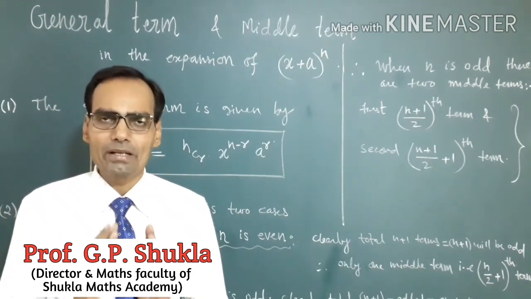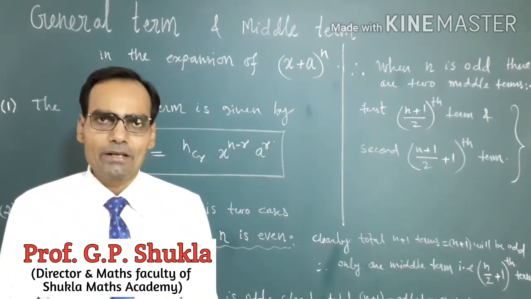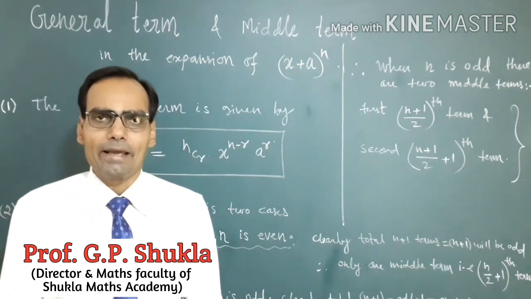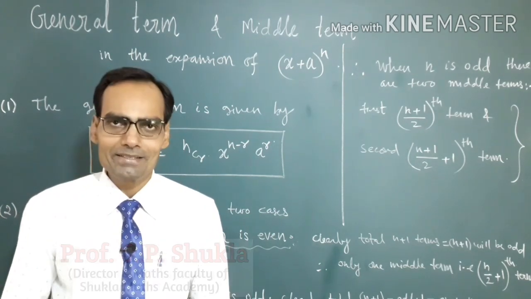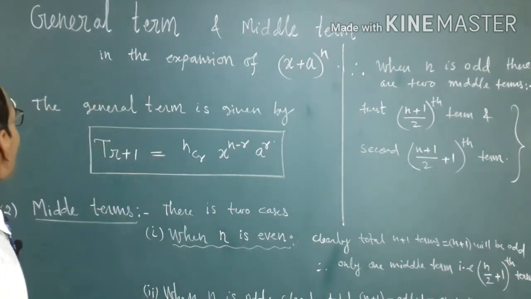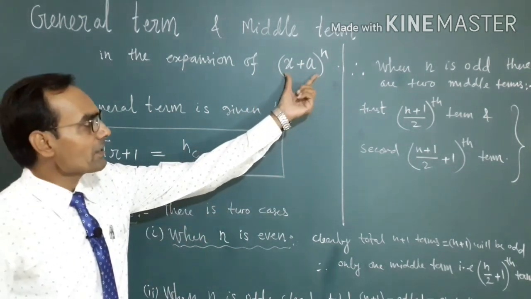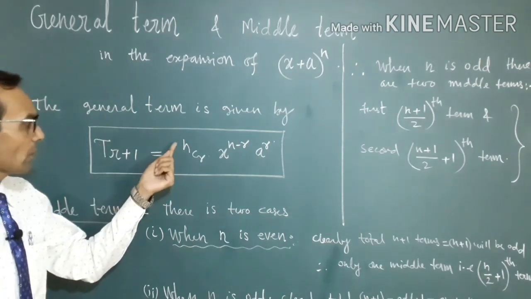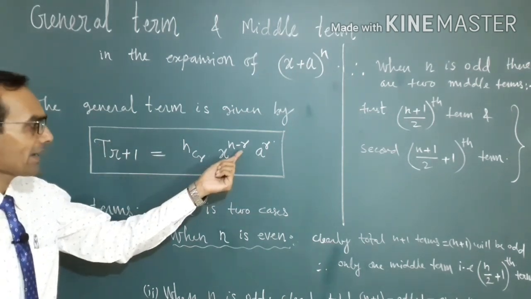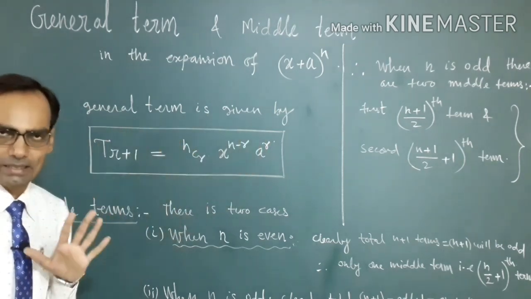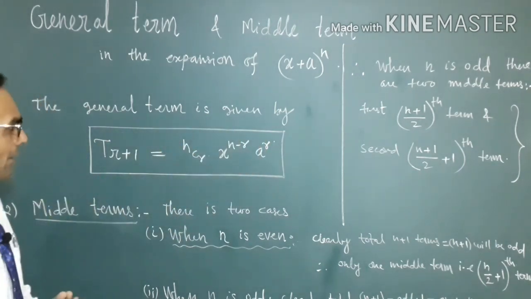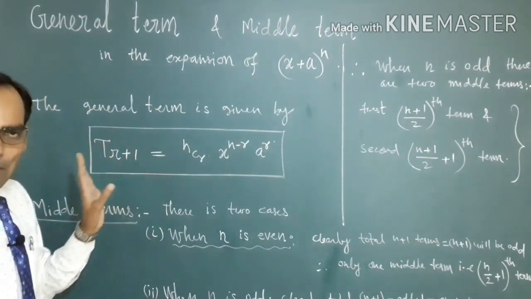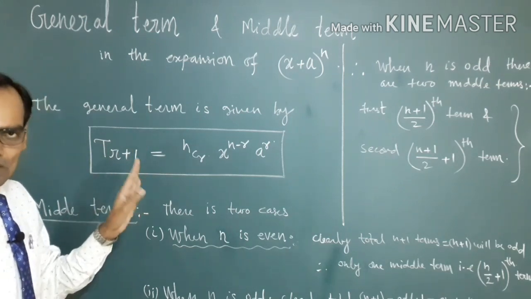Today in this video we will discuss about the general term and middle term of a binomial expansion. So now let's start. The general term of the expansion of (x + a)^n is given by T_(r+1) = nCr x^(n-r) a^r. It is a very basic formula and we will discuss more about it in some problems after that.